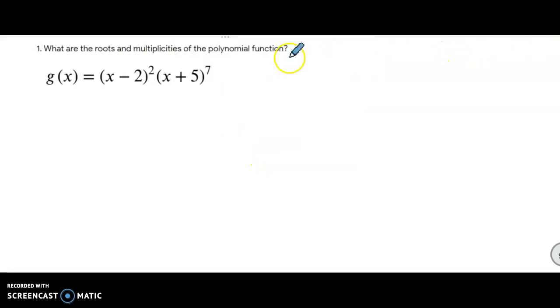It says, what are the roots and multiplicities of the polynomial function? Alright. What are the roots? Well, the roots here come from each of these parentheses. If we were to set these equal to 0, we would have x minus 2 is equal to 0 and x plus 5 is equal to 0. We know that this is x equals 2 and x equals negative 5.